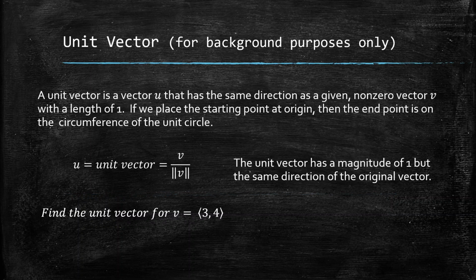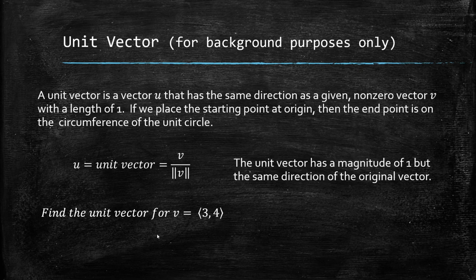A unit vector is a vector u that has the same direction as a given non-zero vector, but it has a length of 1. In other words, we're putting it on the unit circle. And so we place the starting point at the origin. The end point is on the circumference of the circle because, again, the length is 1. And we can find that unit vector by taking the vector v and dividing it by the magnitude of v. So it has a magnitude of 1, but the same direction as the original vector.